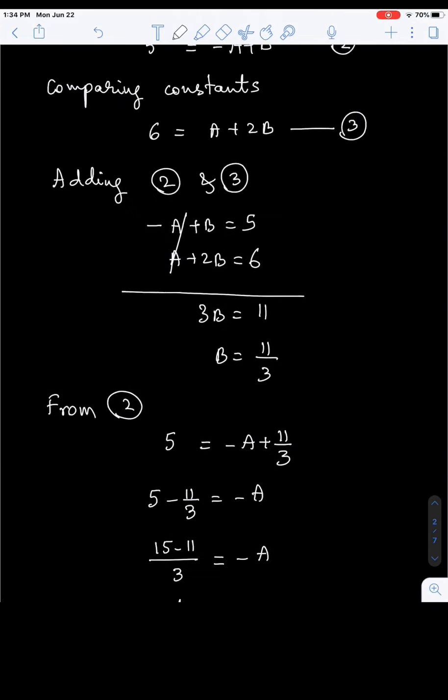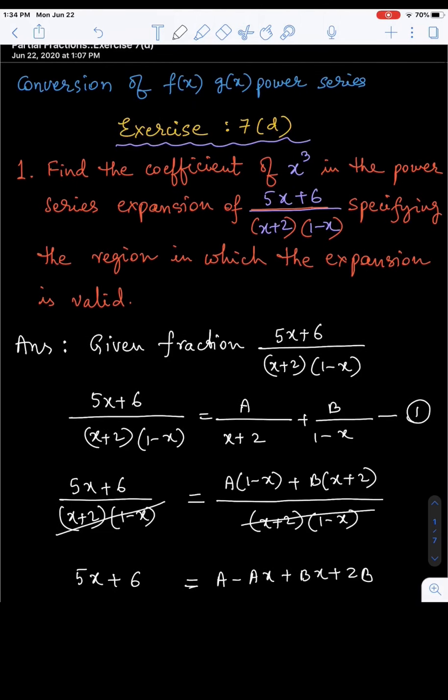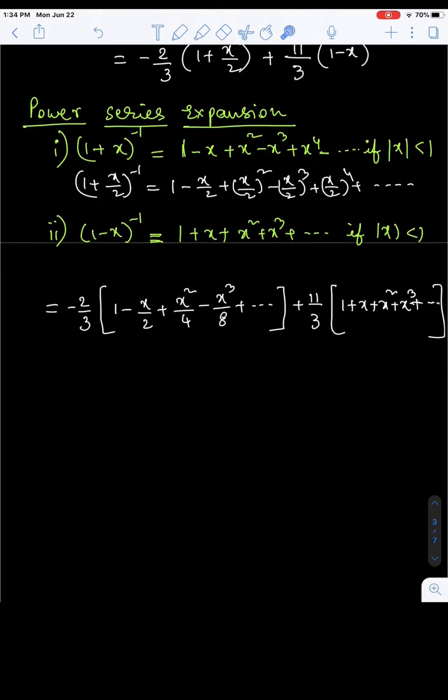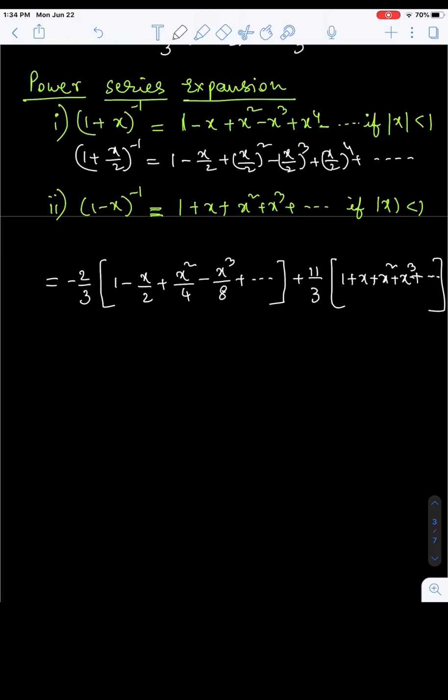Now we should go to the problem again. What was asked in the problem? See here. Find the coefficient of x cube in the series expansion. We have to find the coefficient of x cube now. So we want the x cube coefficient, no? So where is the coefficient of x cube in the step? See, minus 2 by 3 into minus 1 by 8. Here 11 by 3 into 1.